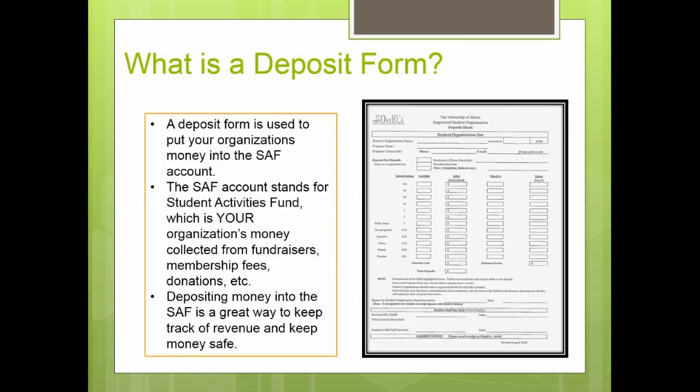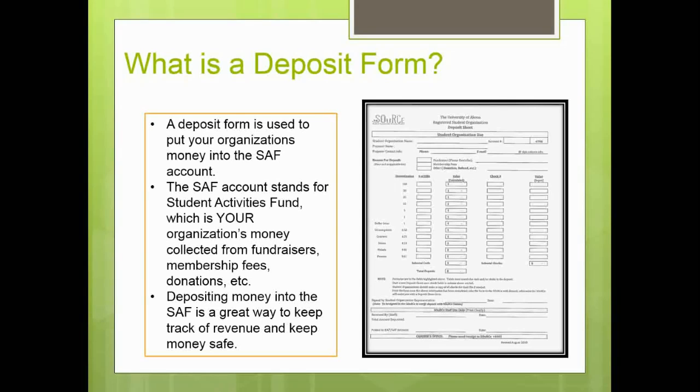So what is the deposit form? Well, the deposit form is used to deposit your organization's money into the SAF account. The SAF account stands for Student Activities Fund. This fund is the money your organization collects through fundraisers, membership fees, donations, and other. Depositing money into the SAF is a great way to keep track of revenue and keep money safe.